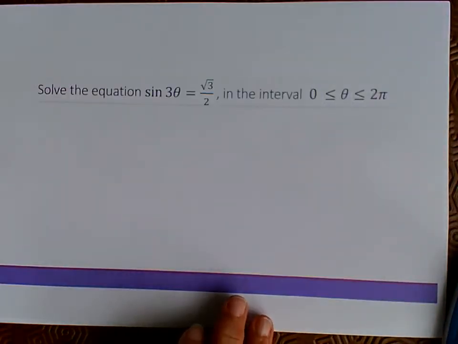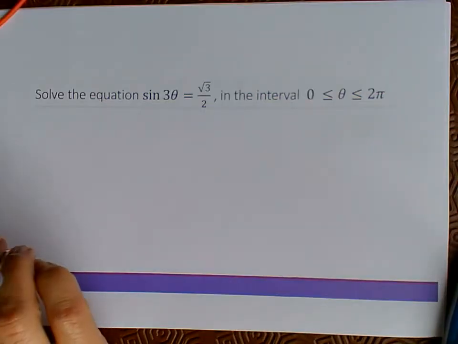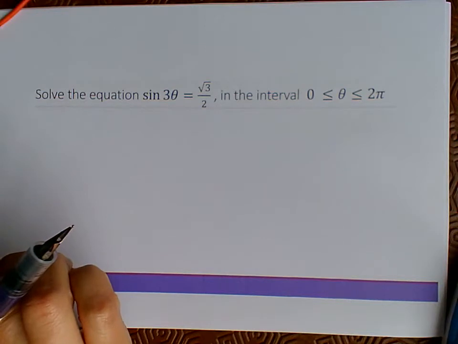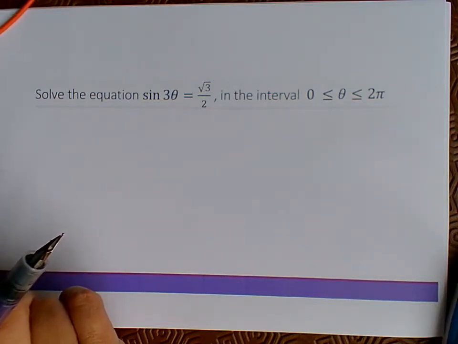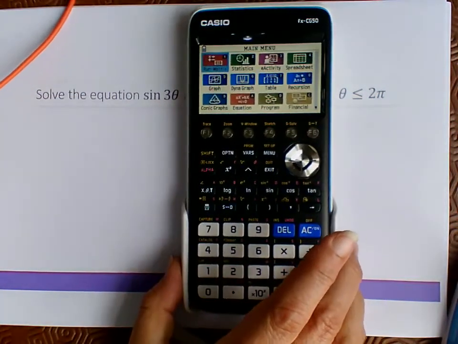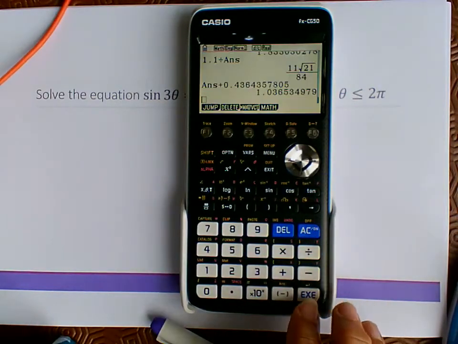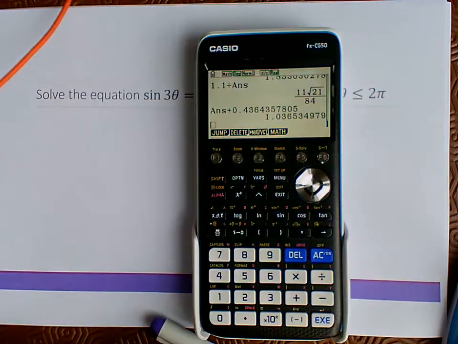So here we go. First example, solve the equation sine 3 theta equals root 3 over 2 in the interval of 0 to 2 pi. First, do make sure that your calculator is in radians, and usually that's shown at the top of the screen. So if I have a look, here's my calculator, and if I look at the top here, it says deg, so that's not what I want.